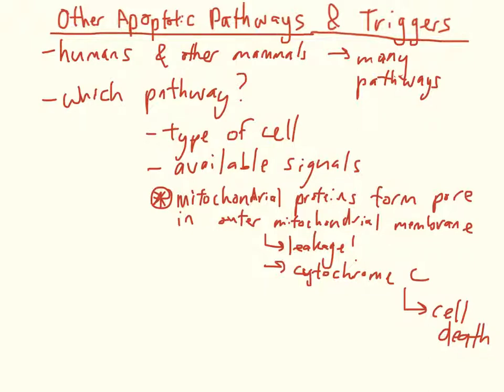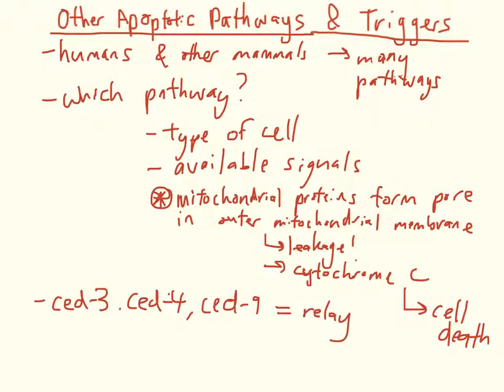Now remember CED3, CED4, and CED9 in this nematode C. elegans. Well, mammals also have the same sort of proteins, right? These are essentially just relay proteins that are capable of transducing the signal. And what these relay proteins do is essentially what we covered before. They help pass the signal along, and they also integrate signals from a variety of sources. It's sort of like crosstalk between pathways all over again. It can get information from a variety of receptors that might trigger apoptosis.